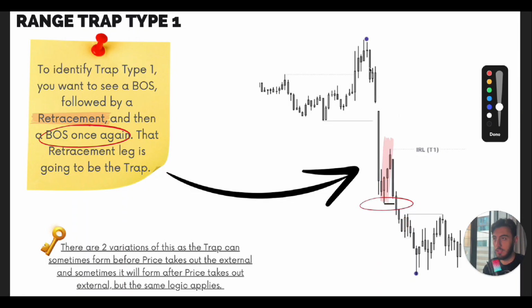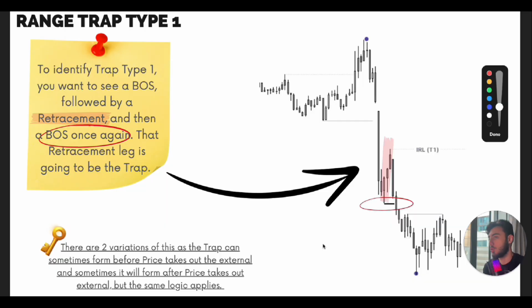So also we have internal liquidity here. Just take a look, retracement and break of market structure. Now if you think EBOL, this is how the retracement is going to look like. If you have a swing high like this, that swing high in the bearish trading range is enough. You can also call it T1. So it doesn't matter, a beautiful retracement and break of market structure or just a tweak and a confirmation like this. It's the same concept in the low time frame. Both of these are internal liquidity type 1. There are two variations of this trap. It can sometimes form before price takes out external liquidity, and sometimes it will be formed after price takes out external liquidity. But the same logic applies, as I told you.